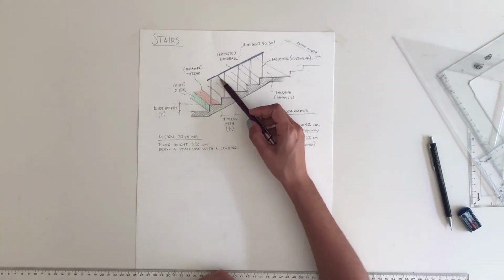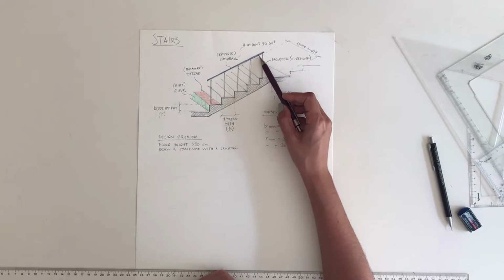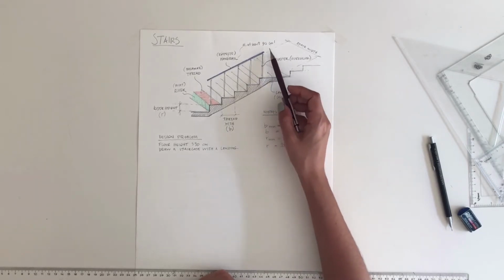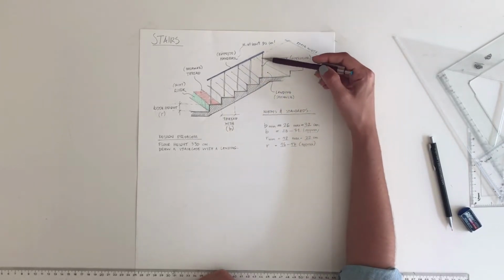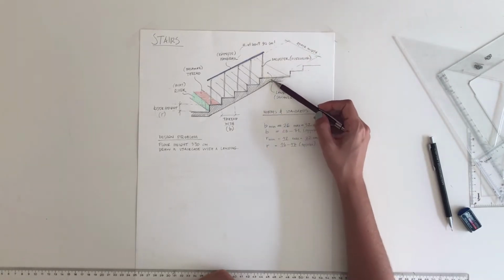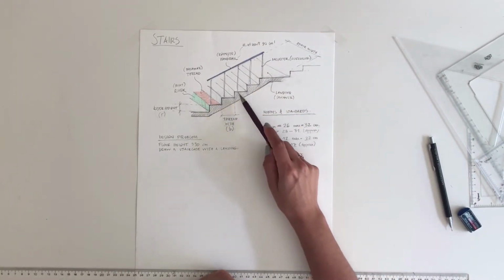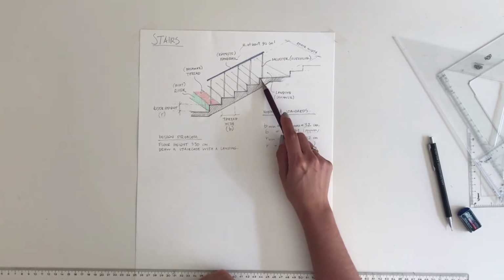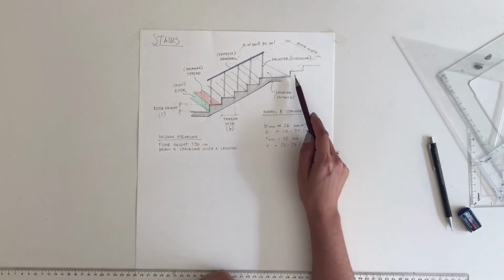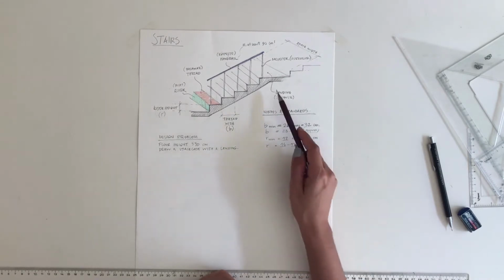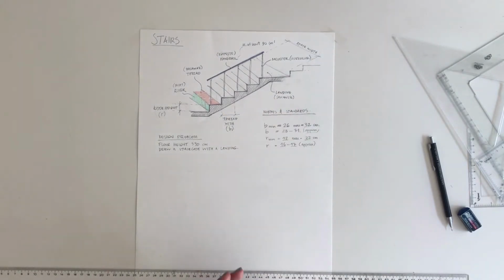We have handrails, and the height of a handrail should be at least 90 centimeters. We have balusters, we have landings. Landings are important because when we climb staircases, we need some breaks. So that's why usually in the middle of the staircases, we have landings. And there are some norms and standards about staircases. If we know these norms and standards, it's really easy to draw stairs.